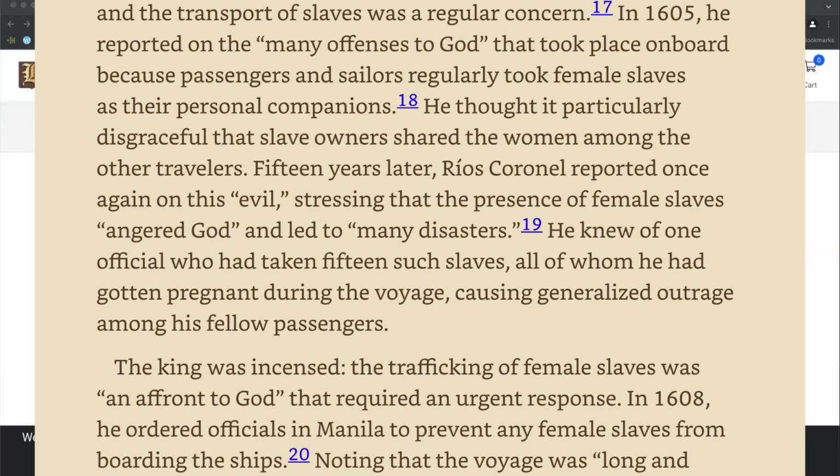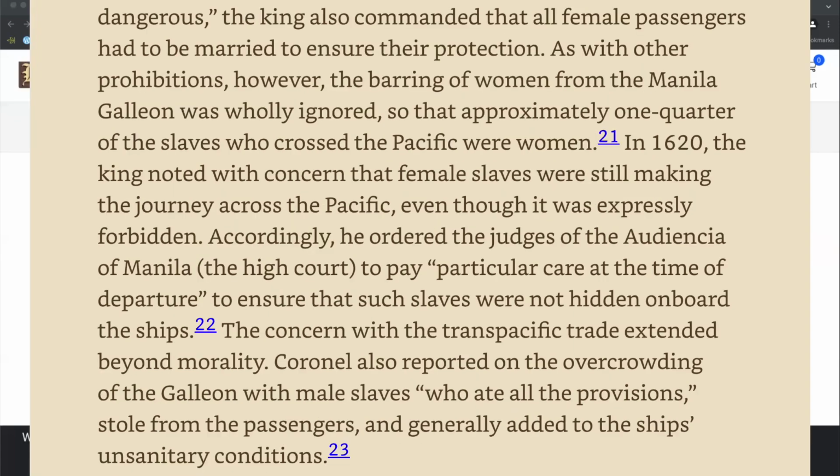He knew of one official who had taken 15 such slaves, all of whom he had gotten pregnant during the voyage. Oh man, causing generalized outrage among his fellow passengers. The king was incensed. The trafficking of female slaves was an affront to God that required an urgent response. In 1608, he ordered officials in Manila to prevent any female slaves from boarding the ships, noting that the voyage was long and dangerous. The king also commanded that all female passengers had to be married to ensure their protection.